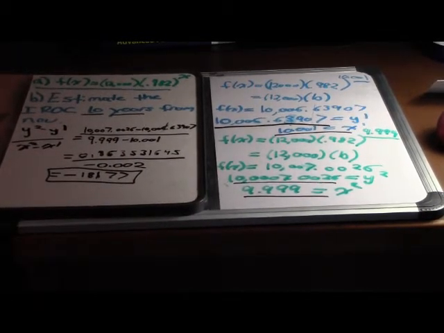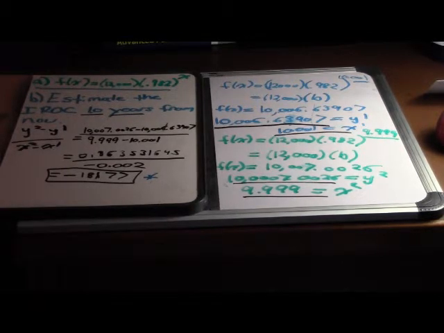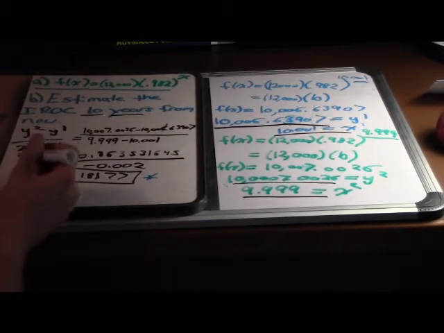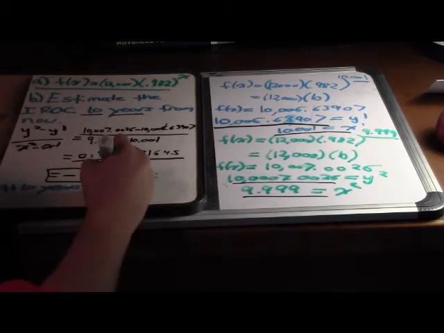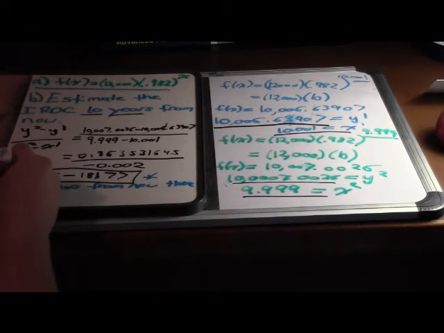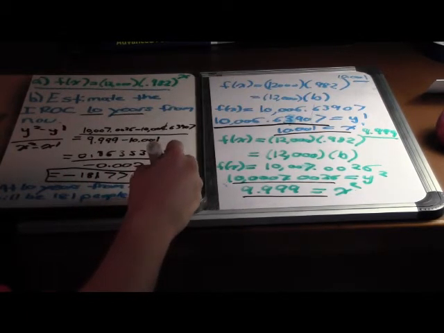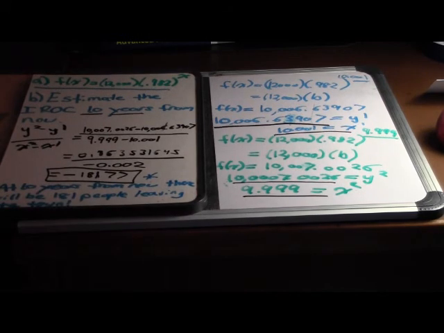But you can't leave it like that. You need to write a statement at the end that applies this answer to the question. So the question says the population of the town is decreasing at a rate of 1.8%, and the current population of the town is 12,000. Now we need to estimate the IROC at the population 10 years from now. So now we just need to write out our statement, which is: 10 years from now, there will be 181 people leaving the town. And that concludes part B to this question.